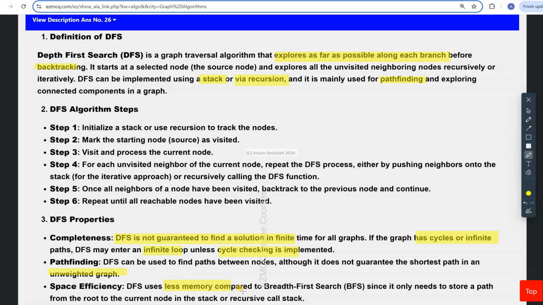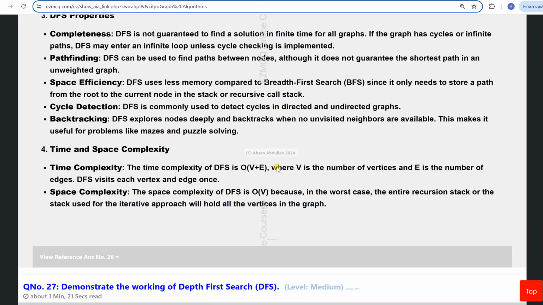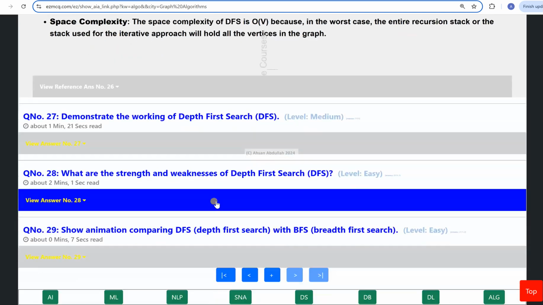Space: it uses less memory as compared to breadth first search. Why? Because it is only storing a path from the root to the current node. Okay, and of course, there's a cost of recursion also. All right. So what is backtracking? Backtracking explores nodes deeply and backtracks when no unvisited neighbors are found. So it is good for maze and puzzle solving games. All right. Time and space complexity: the time is order V plus E, and the space is order V in the worst case, because as I mentioned, recursion can be a problem. And what are the problems with recursion? We've already covered that in topic number 3.